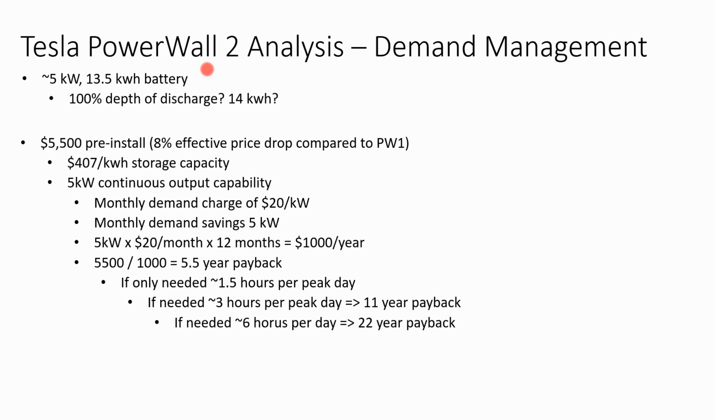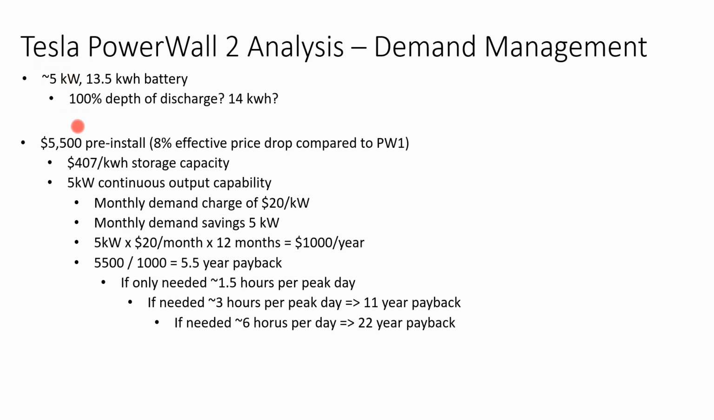But looking at the Powerwall 2 for demand management, we get a little bit of a different story. We take that same Powerwall 2, and it actually has a 5 kilowatt output, not a 7 kilowatt. So I guess I analyzed it a little wrong, and I think this has to do with its continuous output rating, where it can output 7 kilowatts, but maybe that's the 30-minute output instead of the 2-hour rating.